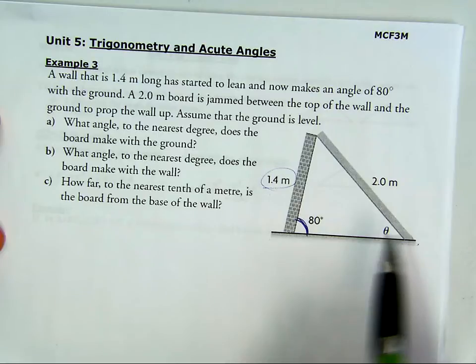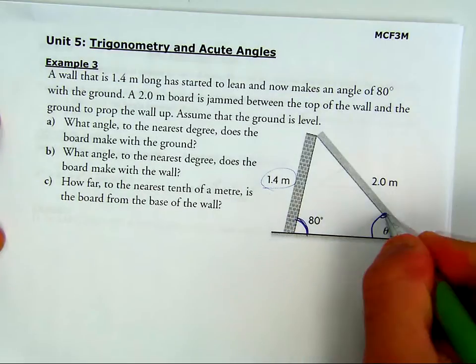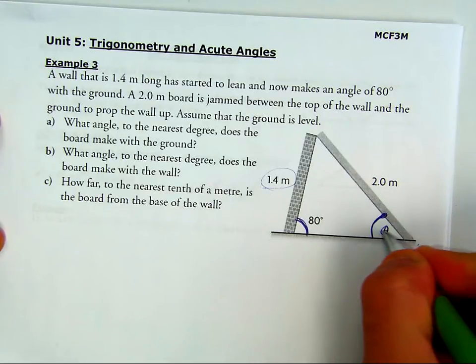What angle to the nearest degree does the board make with the ground? So here's the board, here's the ground. What is this angle here? That's question A. So I'll figure out question A.